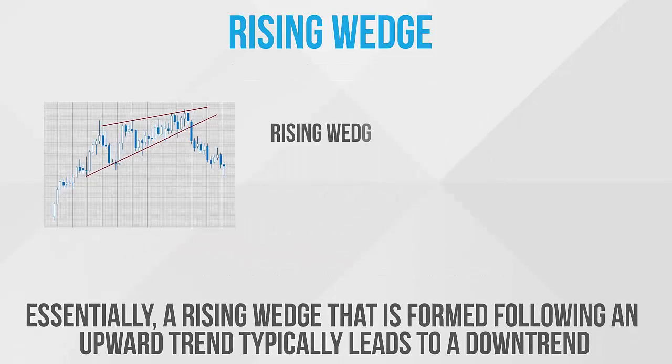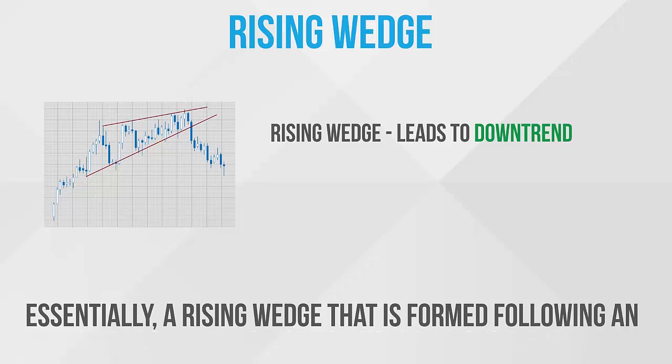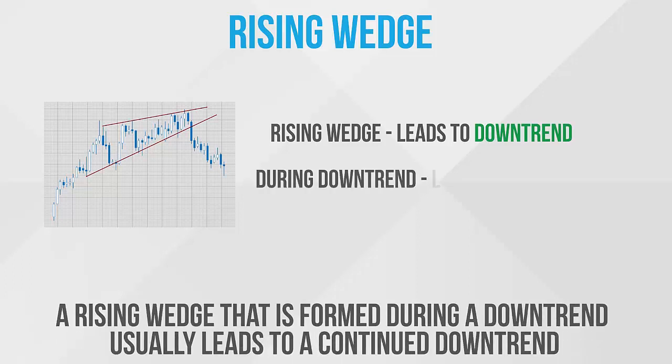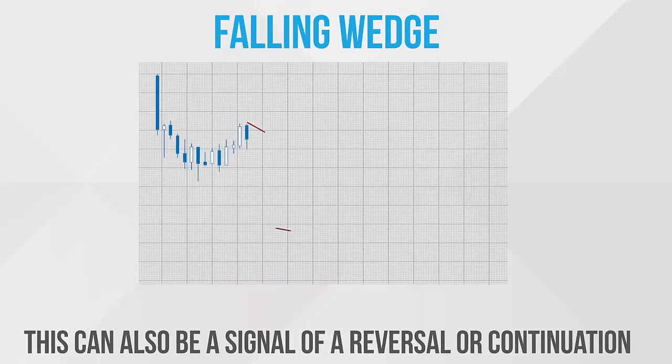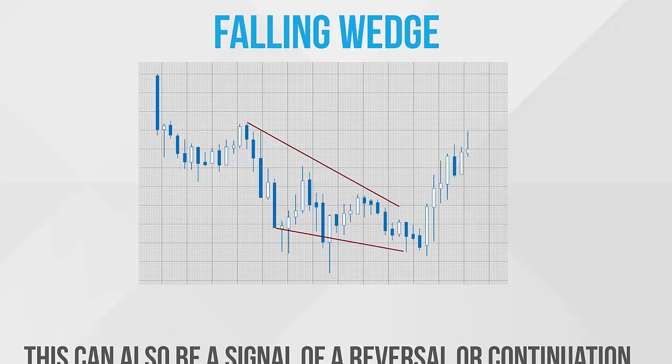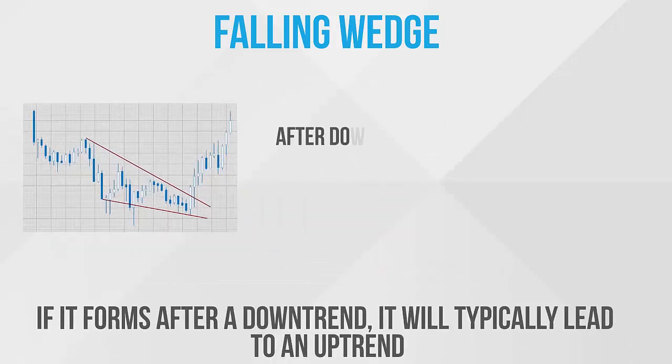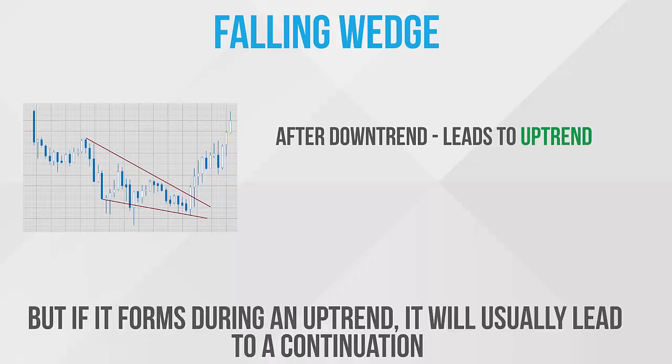Essentially, a rising wedge that is formed following an upward trend typically leads to a downtrend. A rising wedge that is formed during a downtrend usually leads to a continued downtrend. The second type of wedge pattern is a falling wedge. This can also be a signal of reversal or continuation. If it forms after a downtrend, it will typically lead to an uptrend, but if it forms during an uptrend, it will usually lead to a continuation.